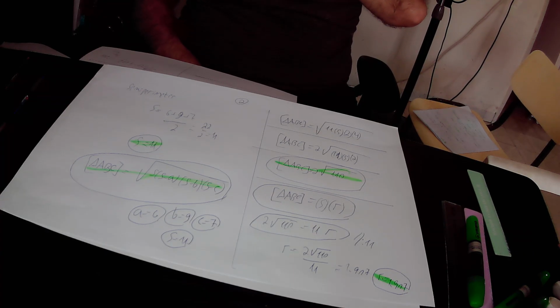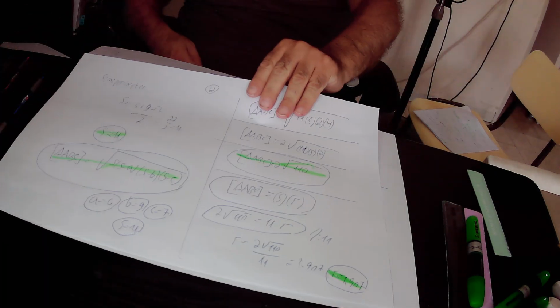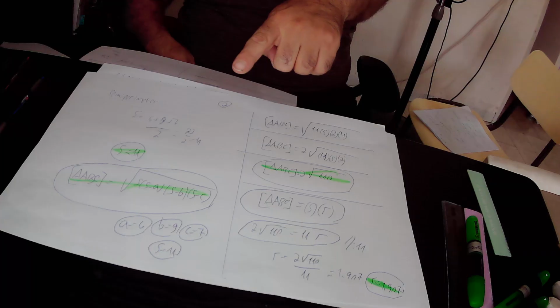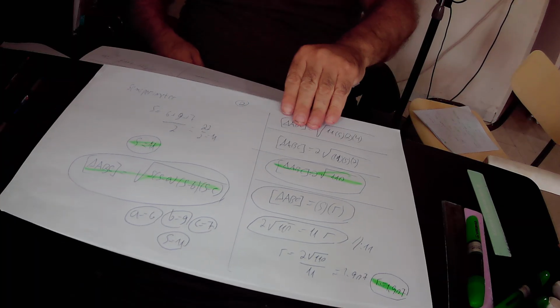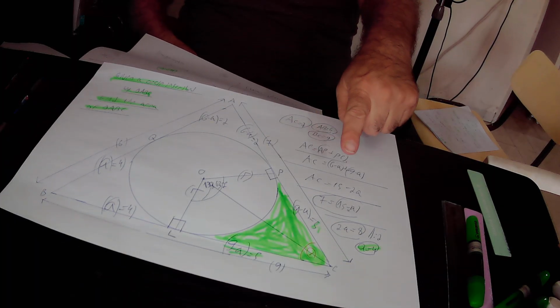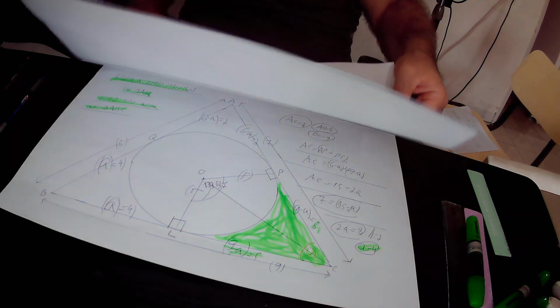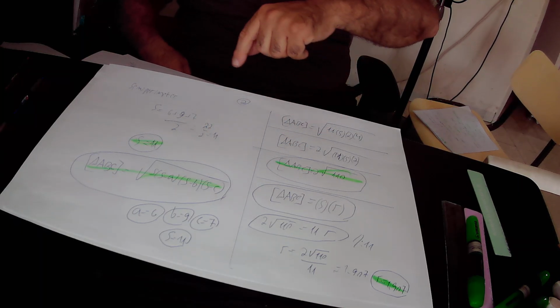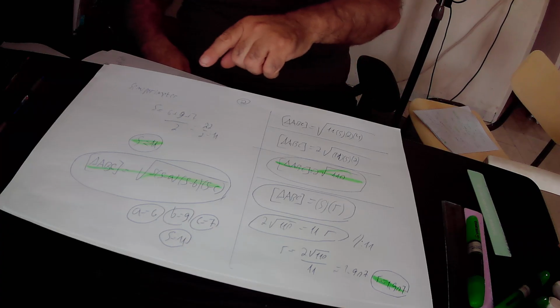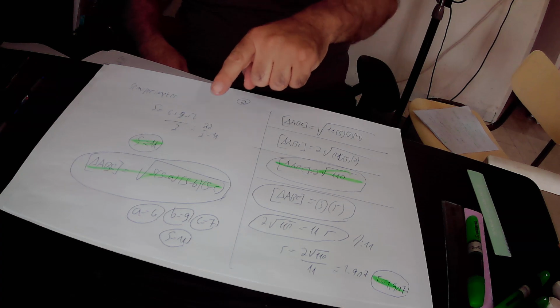The length of side AB is a, which is 6. The length of side BC is b, which equals 9. The length of side AC, that is defined as c, is 7. So c equals 7. The semi-perimeter is 11. So the area of triangle ABC equals the square root of S, which is 11, times S minus a.